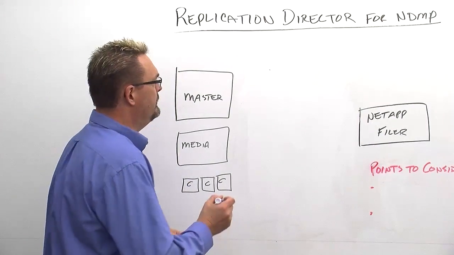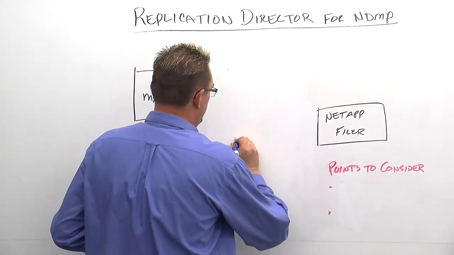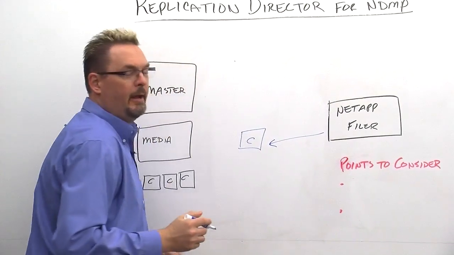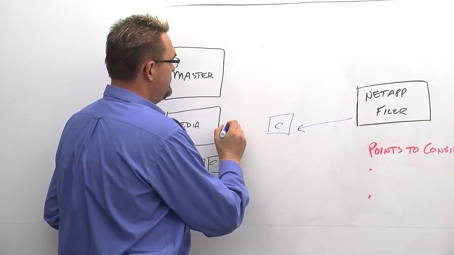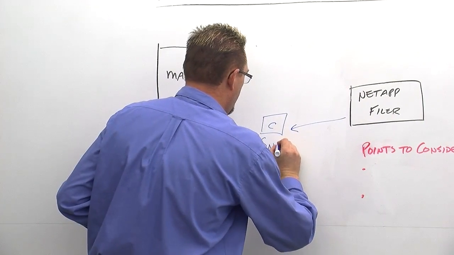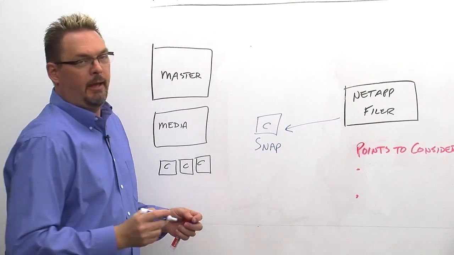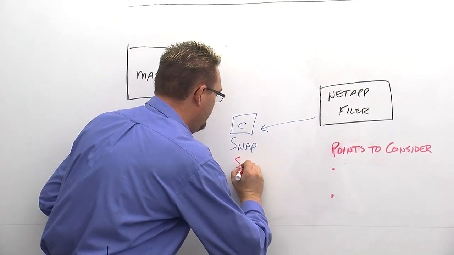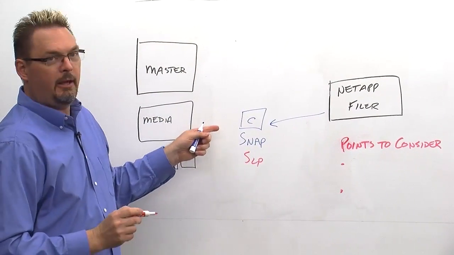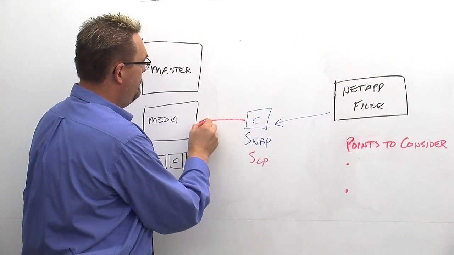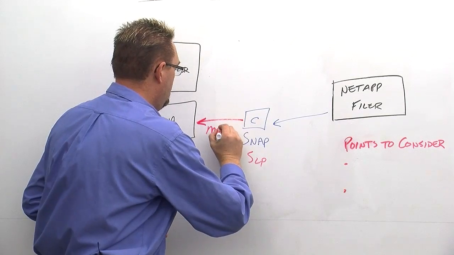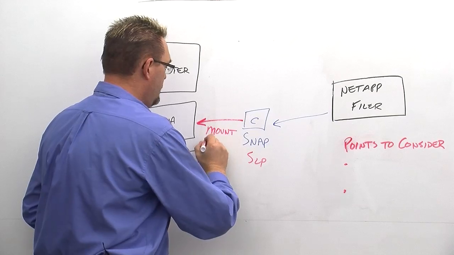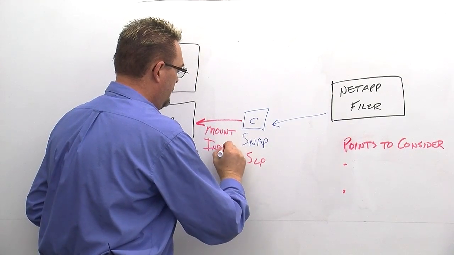Well, with Replication Director, we are able to take a client that has a volume mounted from a NetApp filer, and we're able to make a snapshot of it. So I'm just going to write in snap right here. And using the Replication Director and an SLP, we are able to take this information and mount it up, typically to a media server. And once we've mounted that up, we're able to see what's on it, and we can index it.